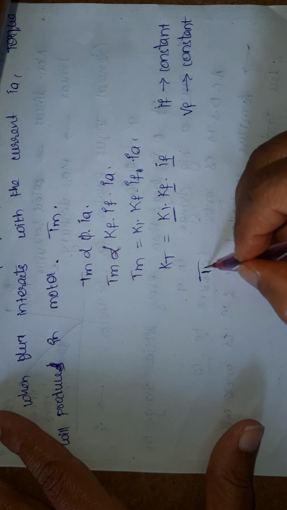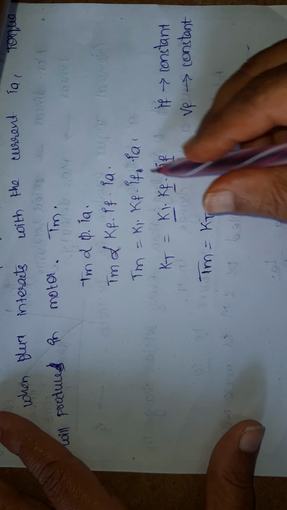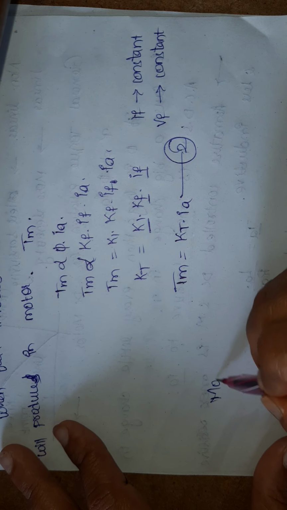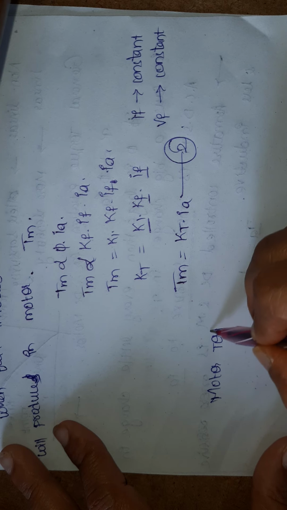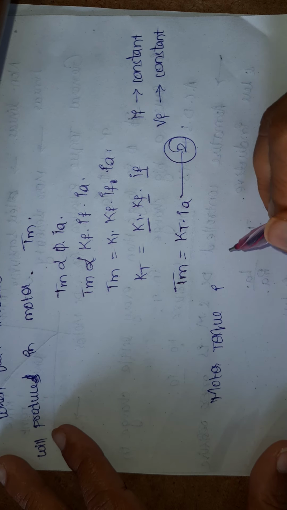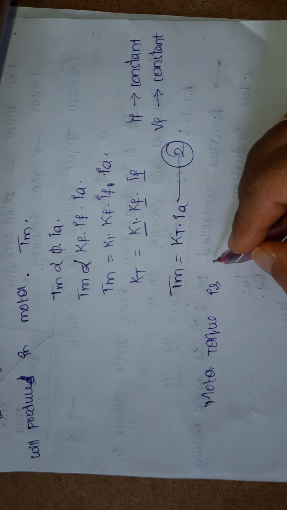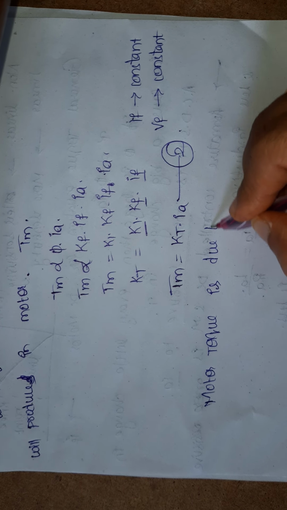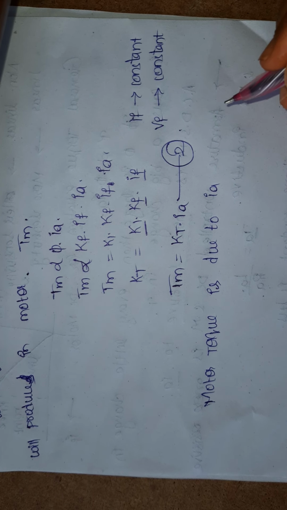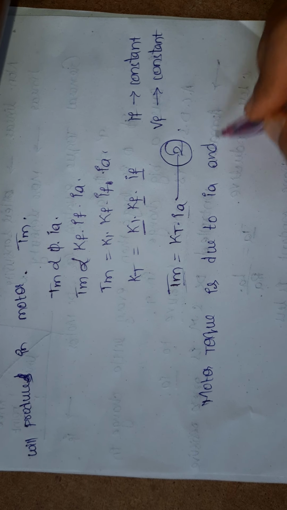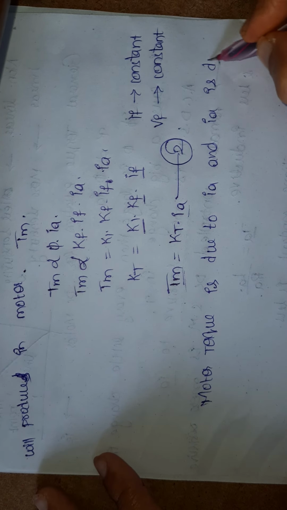Okay, now torque Tm is equal to Kt into Ia. Consider this as equation 1, this as equation 2. Now motor torque is due to the Ia current, right? Motor torque is due to the current Ia, and Ia is due to what?